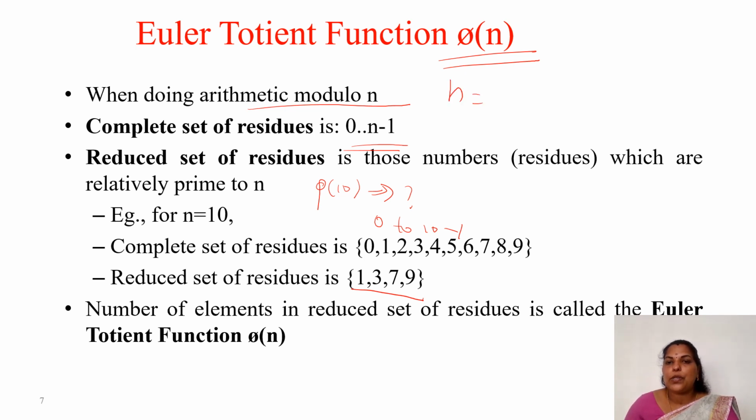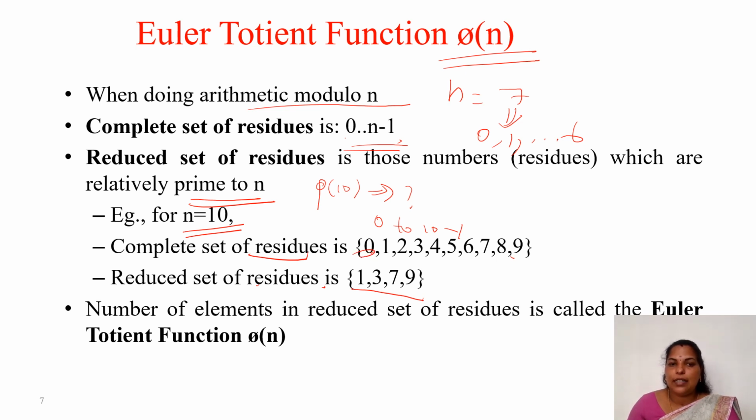Suppose n equals 7. So the residues are 0 up to 6. But from the residues, we can get a reduced set of residues. The reduced set of residues is those numbers which are relatively prime to n. Say for example, n equals 10: the complete set of residues is 0 to n minus 1, so 0 to 9. For the reduced set, each and every number we have to check with n, and if that number is relatively prime, then we write it in the reduced set of residues.